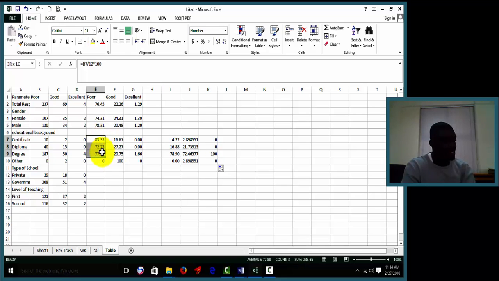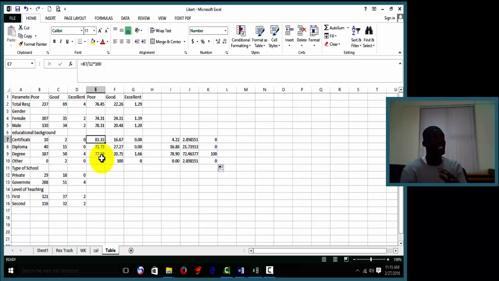Rather, this is what you want to communicate. Among the certificate people, how many of them presented with poor attitude towards epilepsy, compared to the diplomates, compared to the degrees? And you realize that the certificate people presented with higher levels of poor attitude than the other groups. There are 12 and 10 of them who presented with poor attitude, and the other 16% of them presented with good attitude. So be careful with your denominator in your communication and know what you are communicating.